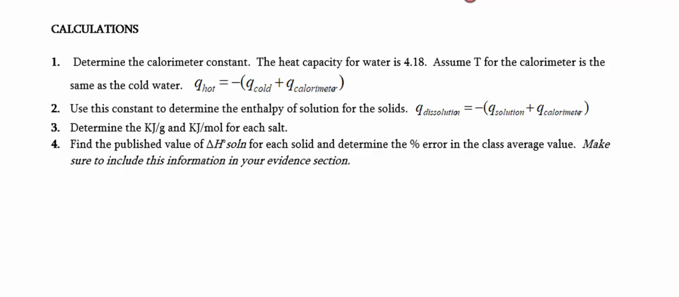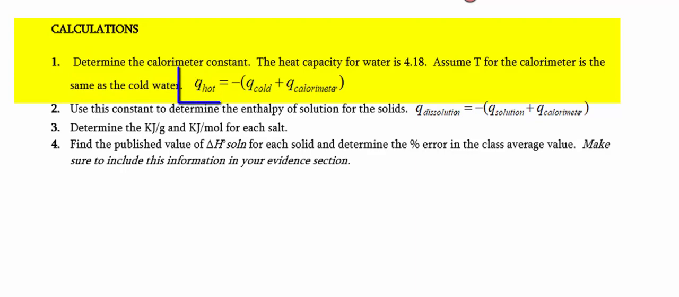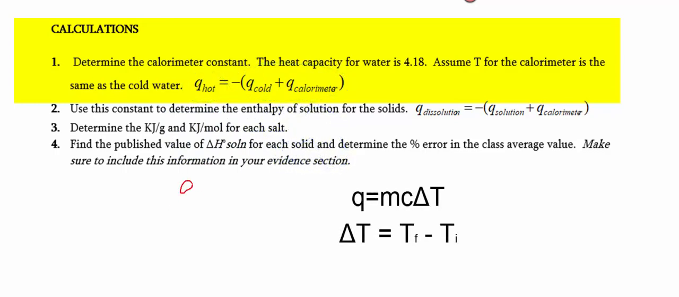Okay guys, I'm going to go over how to do these calculations in the Thermo Lab. As far as the calibration of the calorimeter, when you're trying to find the constant, you're going to use only step 1. So Q hot is for your hot water, Q cold is for your cold water, and Q calorimeter is for the calorimeter. The heat that's given off by the hot water is the heat that is absorbed by your cold water and the calorimeter. And remember, Q is equal to MC delta T.